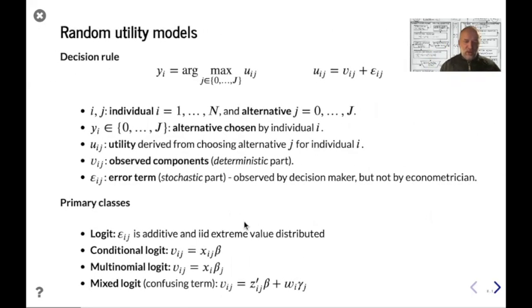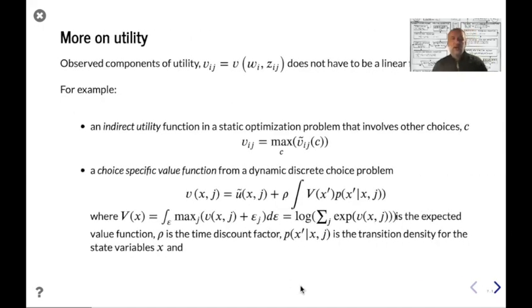Down here, we alluded to the deterministic part of utility being a linear function, and it by no means has to be like that. It could be, for example, an indirect utility function from a static optimization problem that involves other choices, for example continuous choices. Suppose in the car example that the choice could be how many kilometers I want to drive. What is my demand for using it? In this case, there'll be this continuous choice.